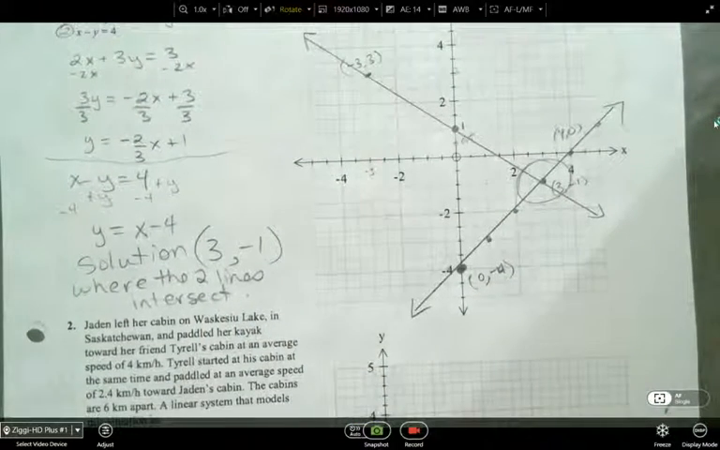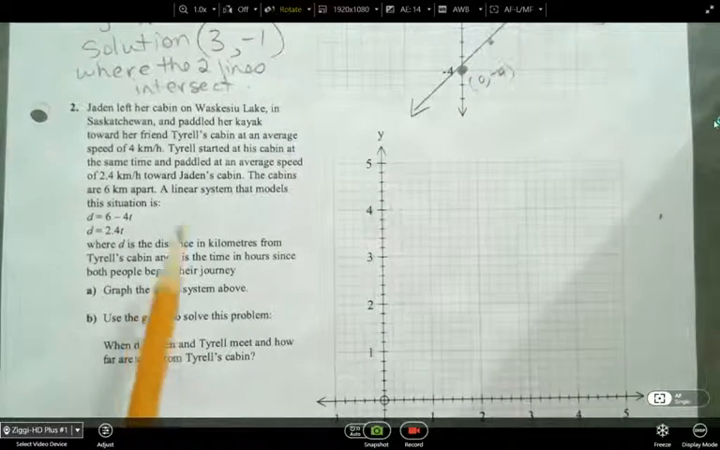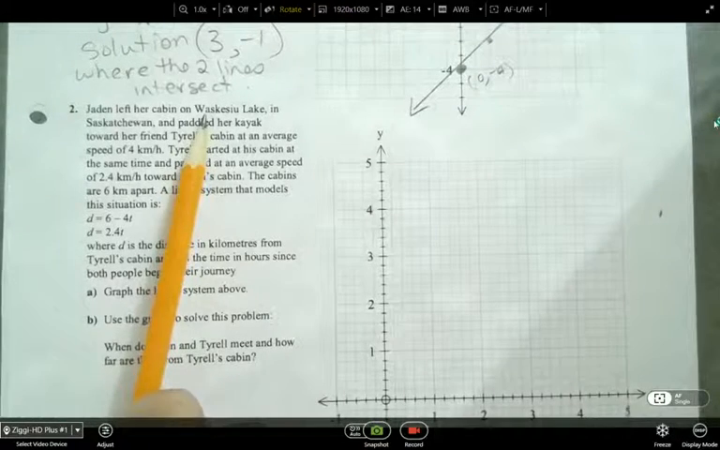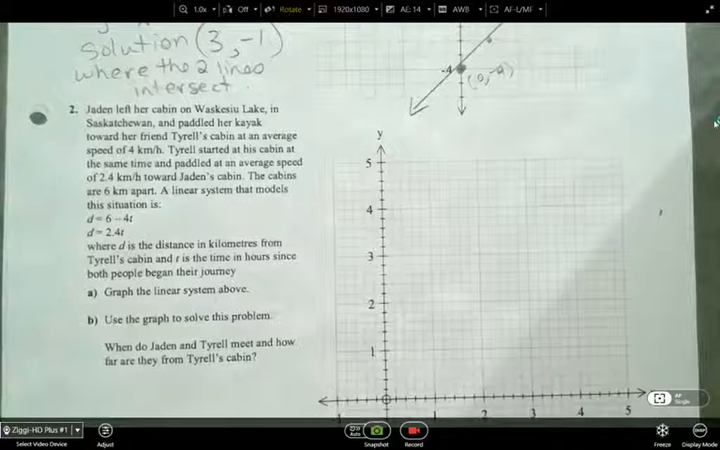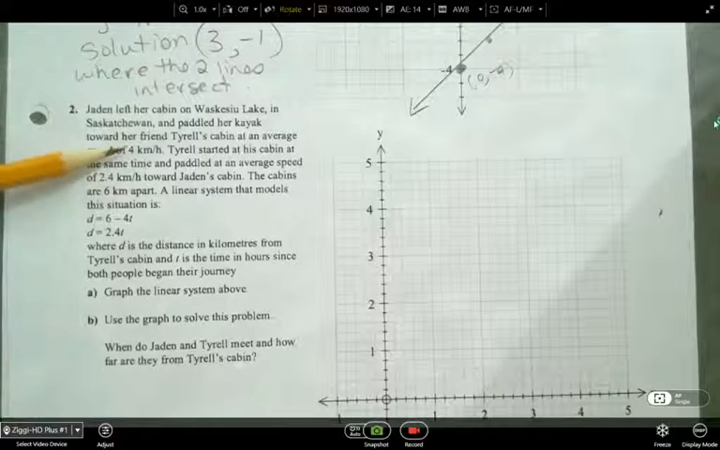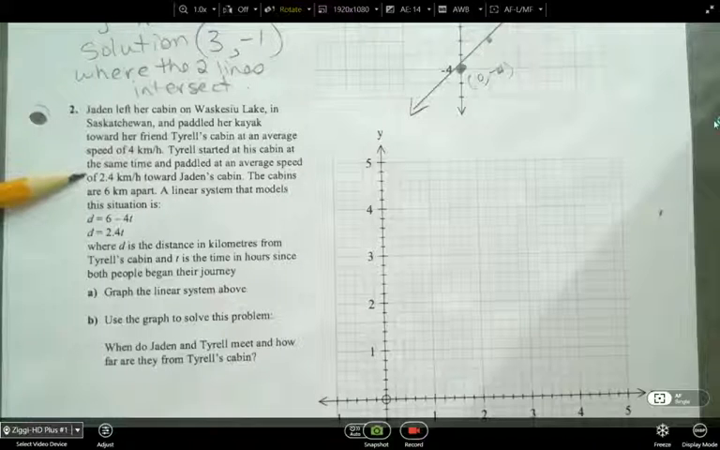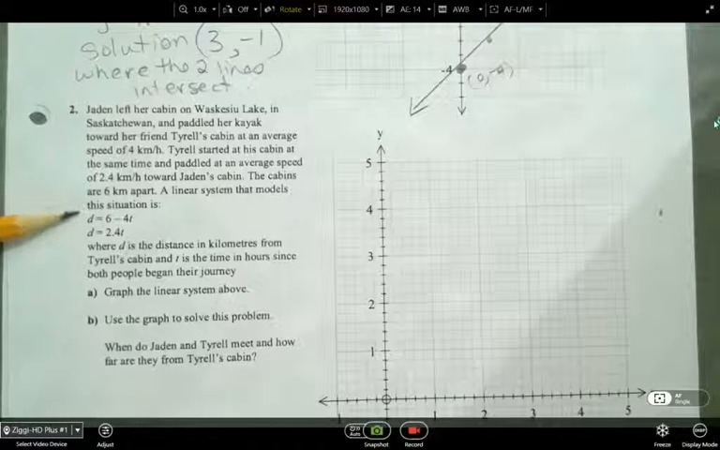Now, number 2 talks about Jaden, who left her cabin on Waskesiu Lake in Saskatchewan and paddled her kayak towards her friend Tyrell at an average speed of 4 kilometers an hour. Tyrell started at his cabin at the same time and paddled at an average speed of 2.4 kilometers an hour towards Jaden's cabin. The cabins are 6 kilometers apart, and the linear system that models the situation is right here.